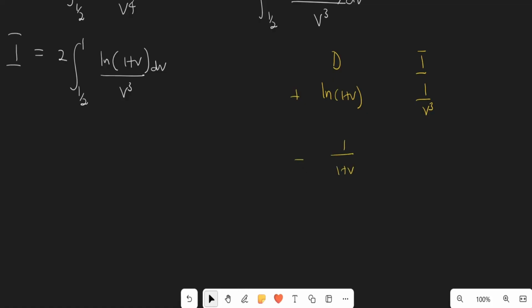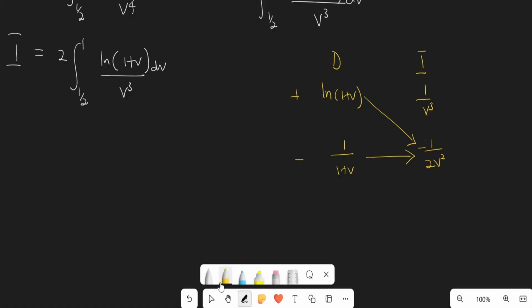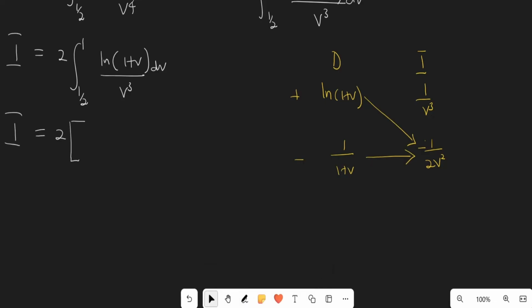And integrating 1 over v to the power 3 is negative 1 all over 2v squared. Alright, so remember when we multiply diagonal terms, there is no integral, but when we multiply terms horizontally, we have to take the integral. This is trivial now. So we have I equal to 2 times integration by parts. So diagonal terms, that is going to be negative the ln of 1 plus v, all divided by 2v squared.